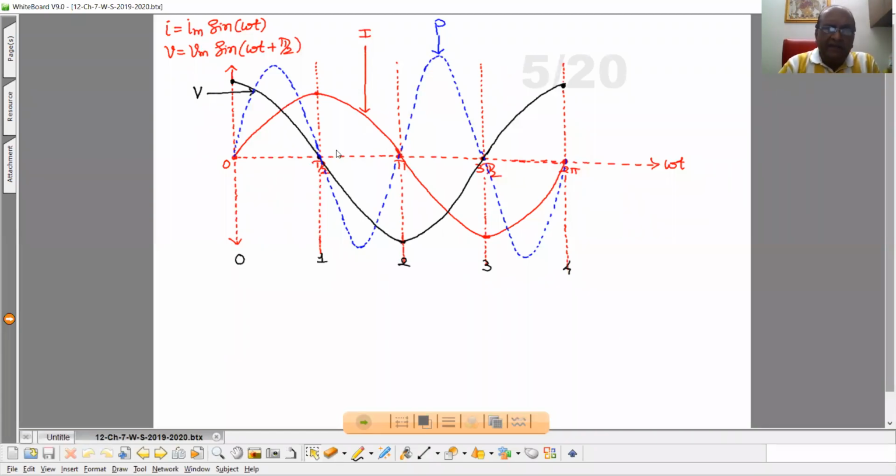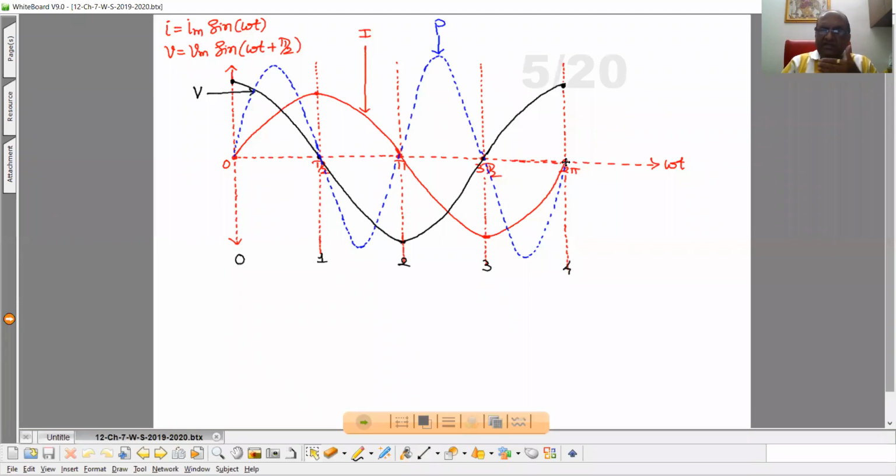And then after, see the second quarter. During T by 4 to T by 2 time interval, the energy stored in the inductor will be transferred back to the source. Again, T by 2 to 3T by 4, the energy is absorbed by the inductor from the source. And then after 3T by 4 to capital T time, the energy stored in the inductor will be transferred back to the source.